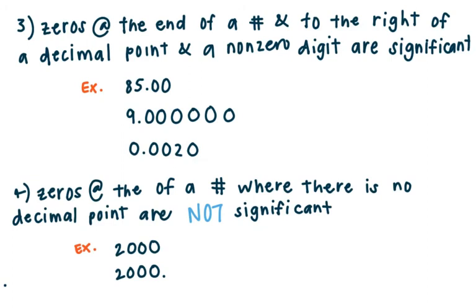Zeros at the end of a number and to the right of a decimal point and a non-zero digit are significant. So in this first example, we have 1, 2, 3, 4 sig figs. And for the next example, we have 1, 2, 3, 4, 5, 6, 7 sig figs. And then next, we have 1, 2 sig figs.